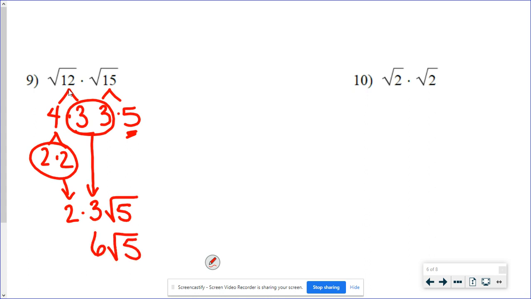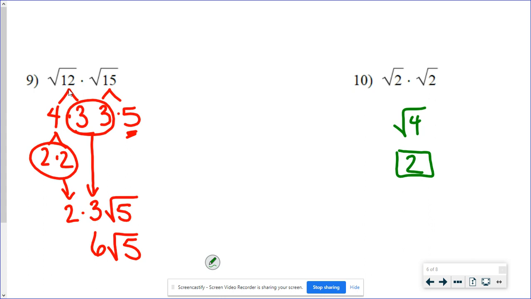6 rad 5 is my answer. Number 10, some people make this way harder than it needs to be. You could certainly multiply these two together. Square root of 2 times the square root of 2 would be the square root of 4. And we all know the square root of 4 is just 2.